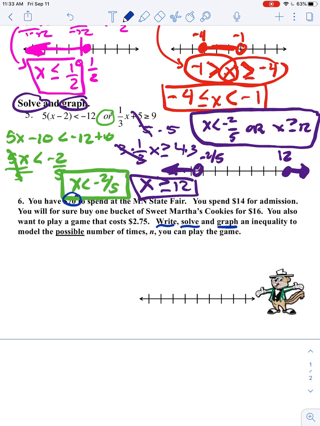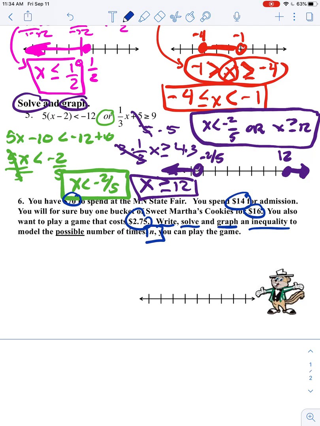I'm going to have $70 to spend. I'm going to spend 14 to walk in the door, and I'm going to buy me some cookies for 16. I also want to play a game that costs $2.75. All right. I'm going to write, solve, and graph inequalities. It's got to be one of those to model the possible number of times n to play the game. So don't use x or you're going to lose a little bit of credit. Attention to detail.